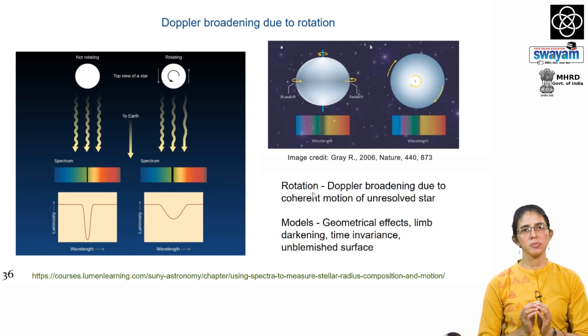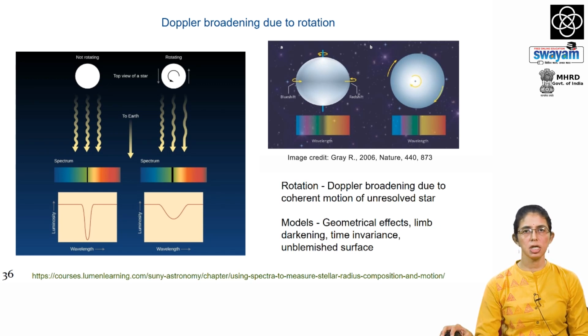The spectral line from the center of the star would be at the predicted location, whereas for the edge which is coming towards you and the edge which is going away from you, the spectral line would be shifted. And therefore, as a combined effect, one would see a broadening of the spectral line due to rotation. This can be seen from the schematics shown in this slide.